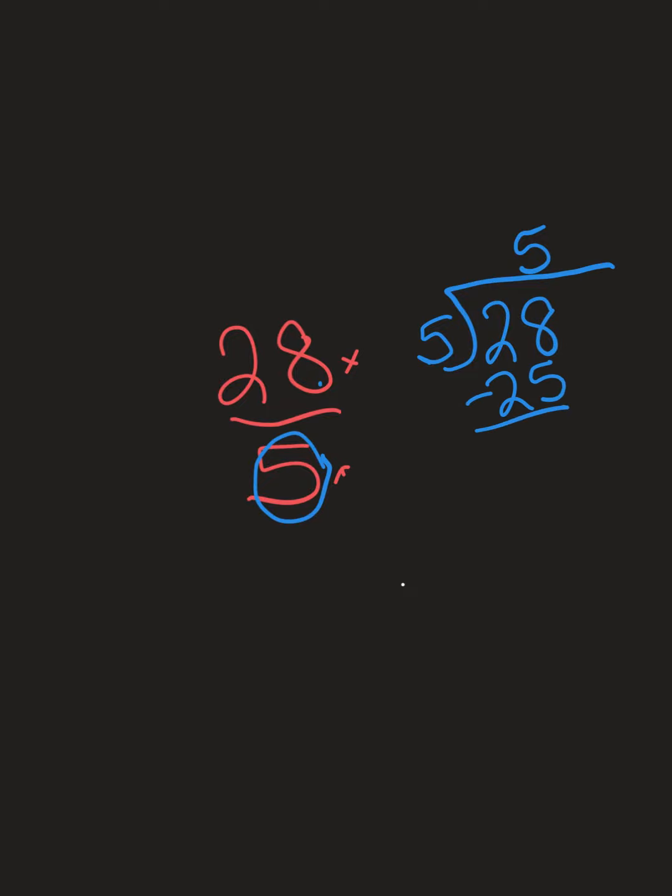I subtract, and I have a remainder of 3. So the 3 is going to become my numerator. That's what's left over. That's how many pieces were left over. In order to get a whole, my denominator remains 5 because there's 5 pieces that I need to make a whole. And I have 3 left over, so 3/5. So my answer would be 5 3/5.